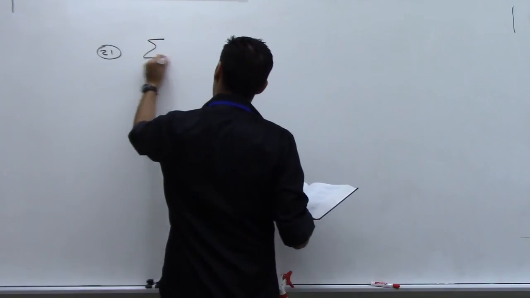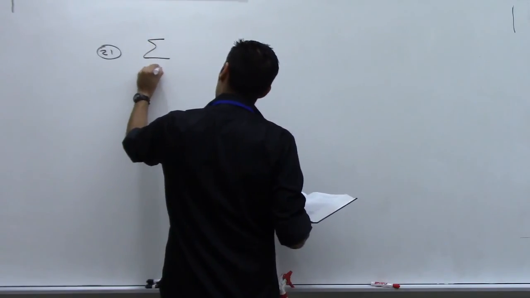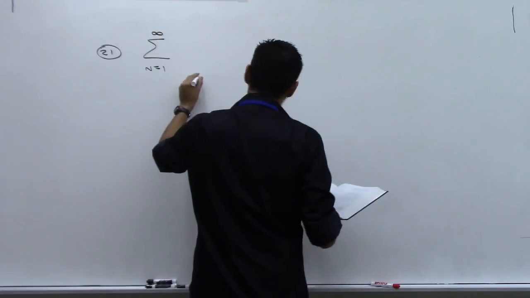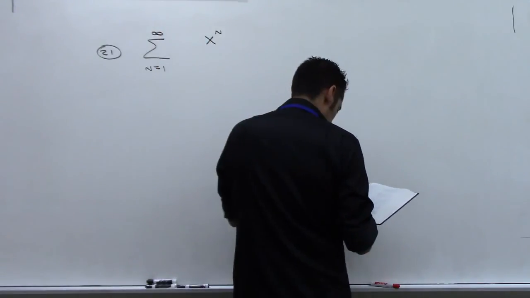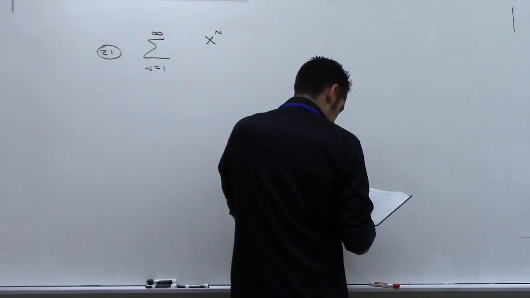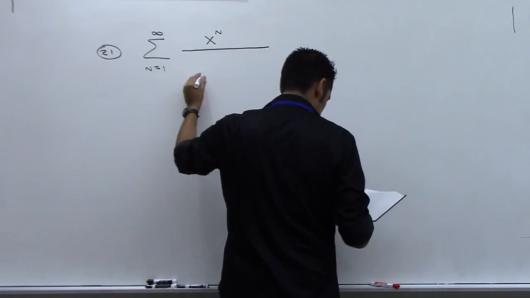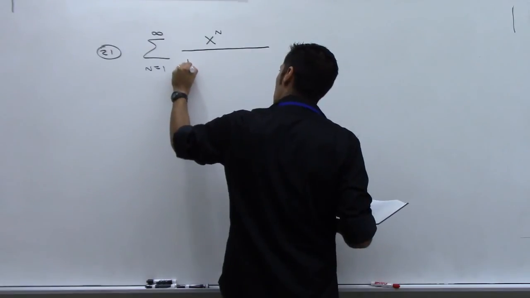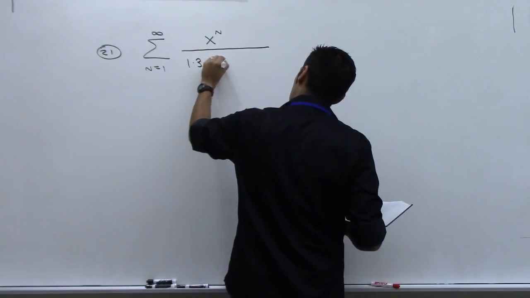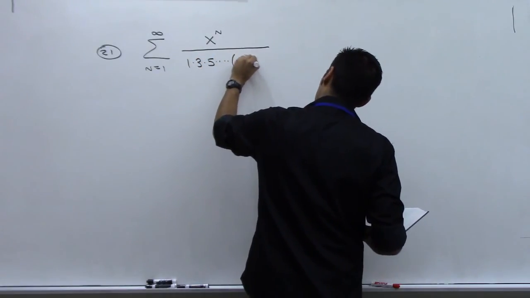They give you the sum, n equals 1 to infinity, and we've got x to the n. Let me mark what I skipped here. I did 19, I skipped 20. Okay, and then on the bottom, they have this thing, remember this from the homework, a pattern? 1 times 3 times 5 times all the way till you get out to 2n minus 1.